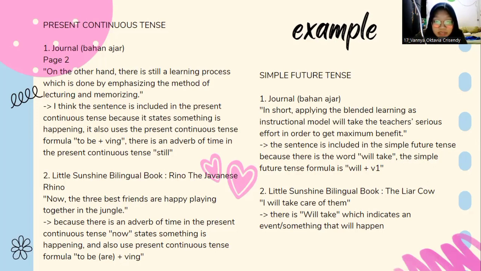"In short, applying blended learning as an instructional model will take the teacher's extra effort in order to get maximum benefit." The sentence is the simple future tense because there is the phrase "will take". The simple future tense formula is will plus verb 1. From the Little Sunshine Bilingual book, titled The Liar Crow: "I will take care of them." There is "will take", which indicates something that will happen.